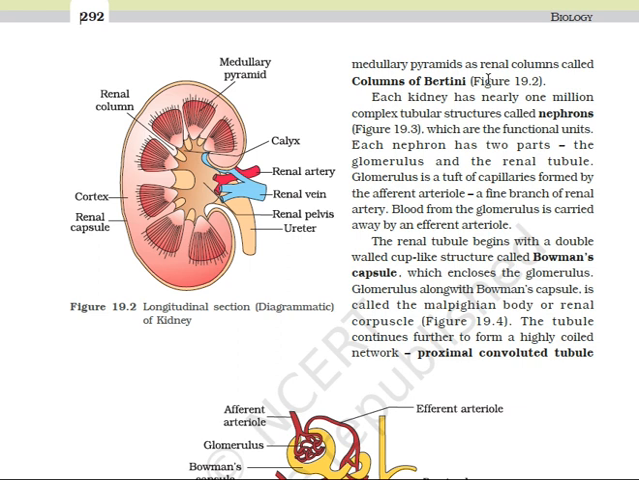Then we move on to the next part, that is the urinary bladder. The urinary bladder is a muscular structure. It is a hollow, thick walled, muscular, pear shaped structure, and it lies in the pelvic region of the body. It is formed of two main parts.